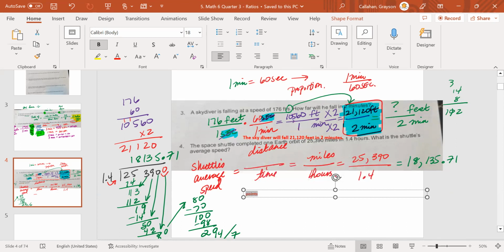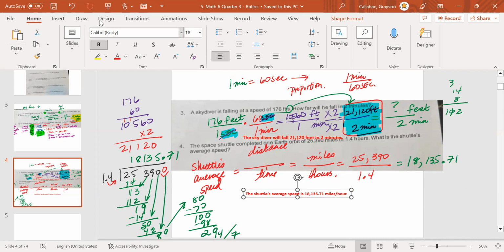So if I'm answering this question right here, when you answer the question, you go back to the very last part. What is the shuttle's average speed? You just say the shuttle's average speed is 18,135.71. And you're going to do miles per hour.